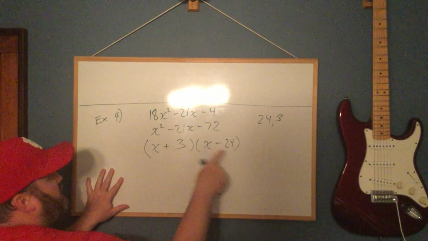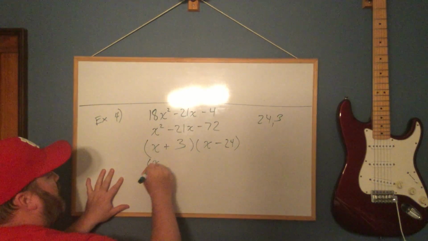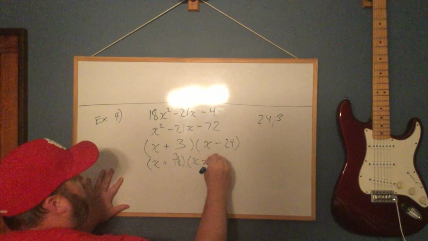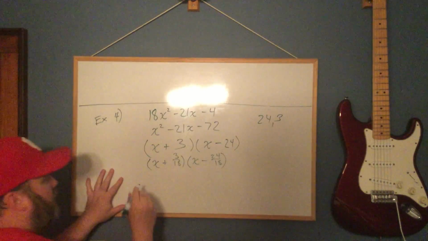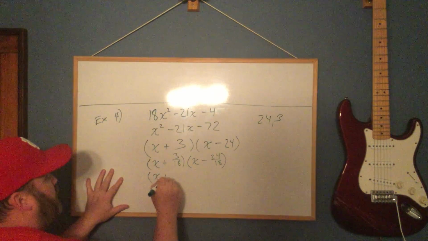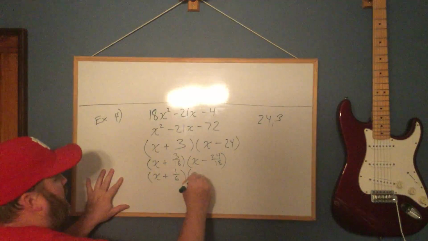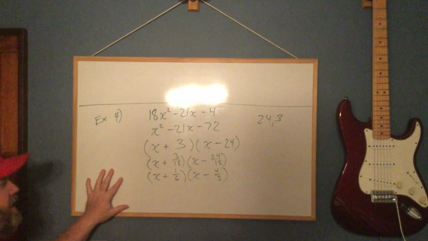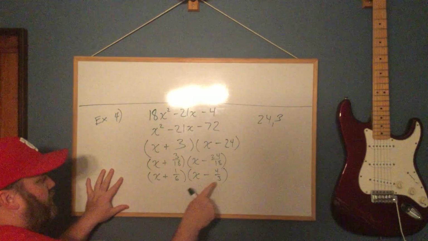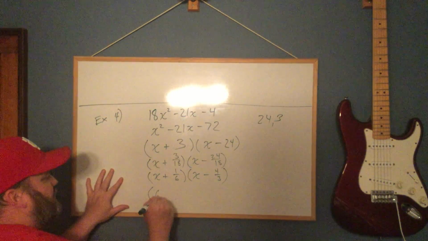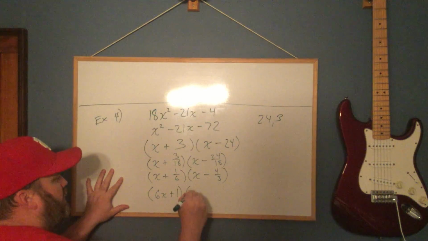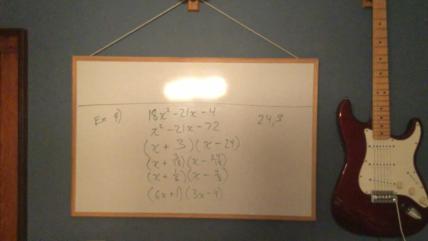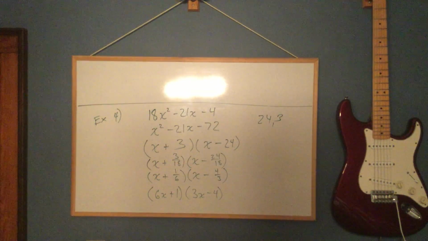Okay, now divide these by a, so I get x plus 3 over 18, x minus 24 over 18. Reduce that, so that's x plus 1/6, x minus 4/3, and then slide that back over to the front. 6x plus 1, 3x minus 4. There we go, we just factored it.